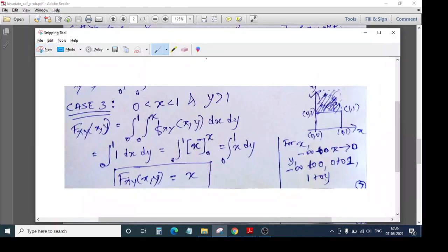Okay, so this is your case number 3, friends. In case number 3, what are the values of x and y we have taken? x is between 0 and 1 and y is greater than 1. So let us try to debug where our x is. x is greater than 0.